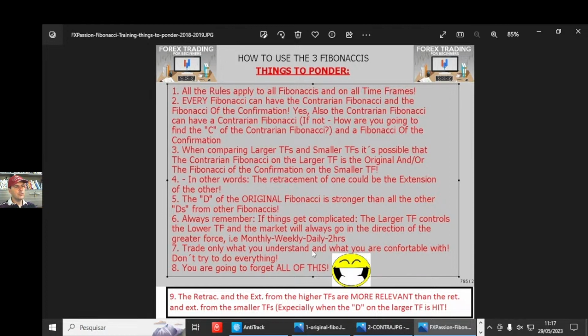Trade only what you understand and what you're comfortable with. Don't try to do everything. Amen to that. And of course, you are going to forget all of this. A lot of information, right? And then number 9: the retracement and the extension from the higher time frames are more relevant than the retracement and extension from the smaller time frames, especially when the D on the larger time frame is hit.